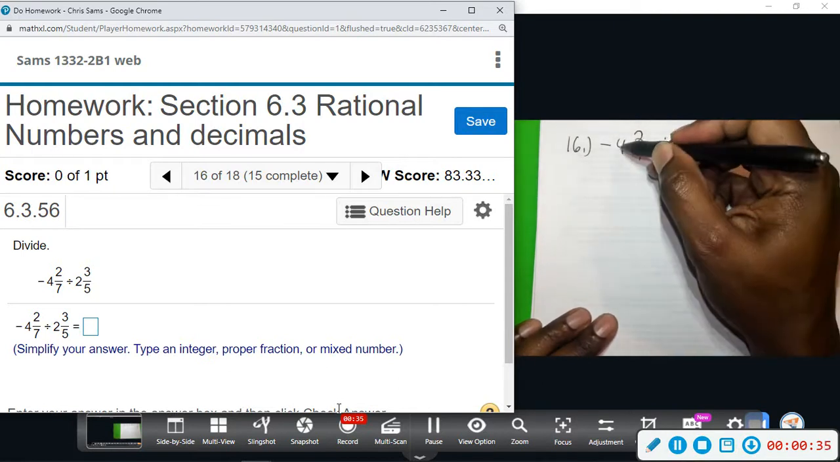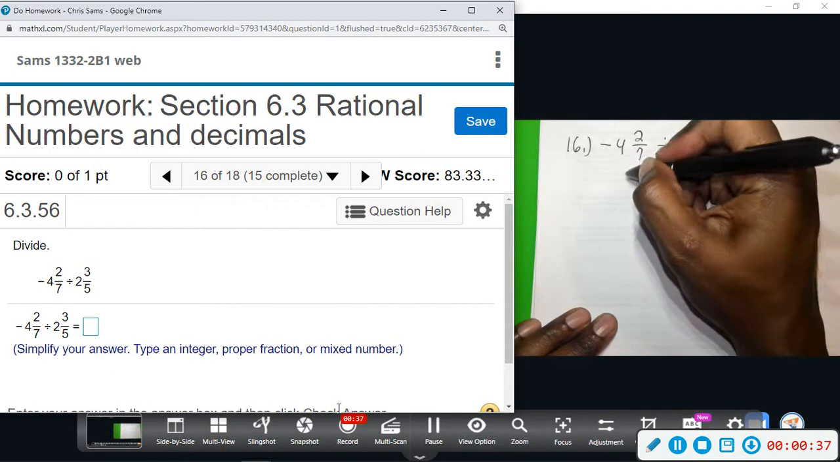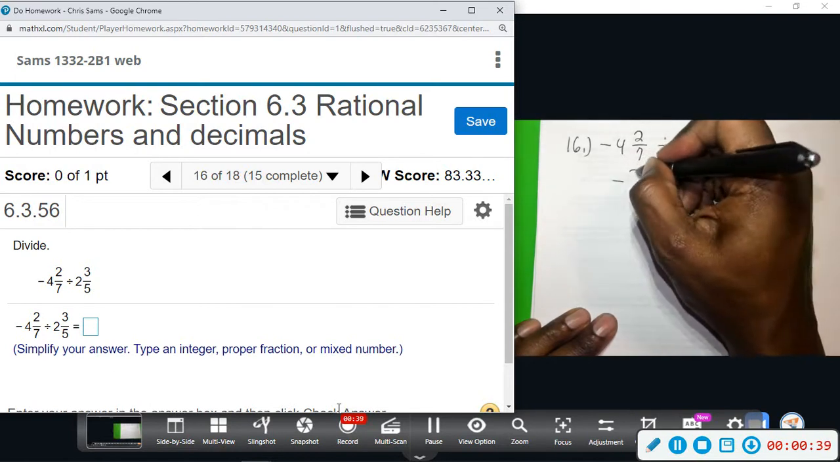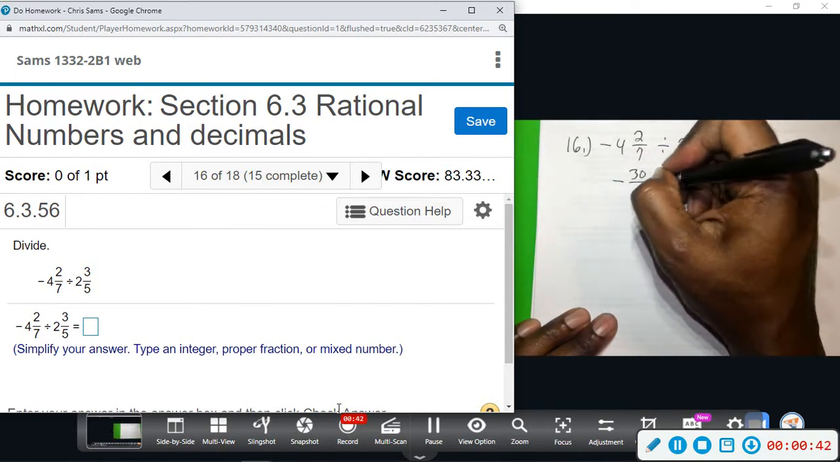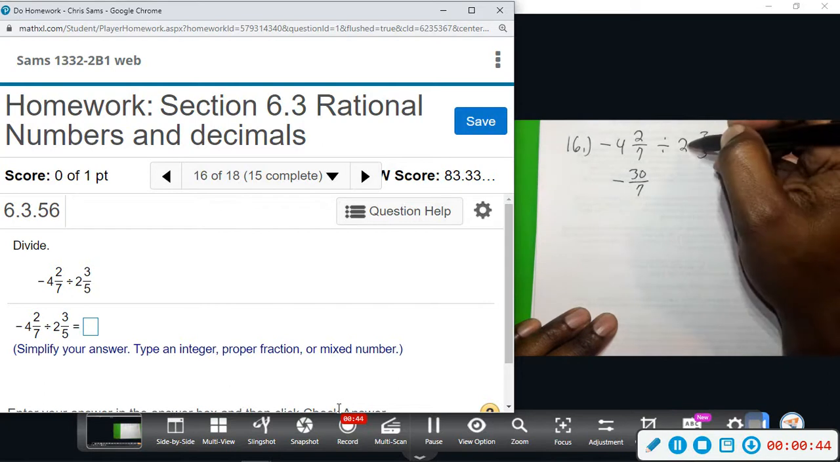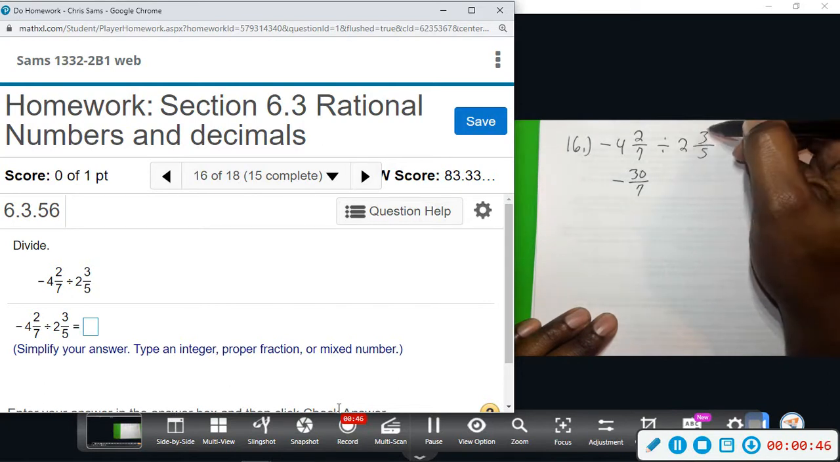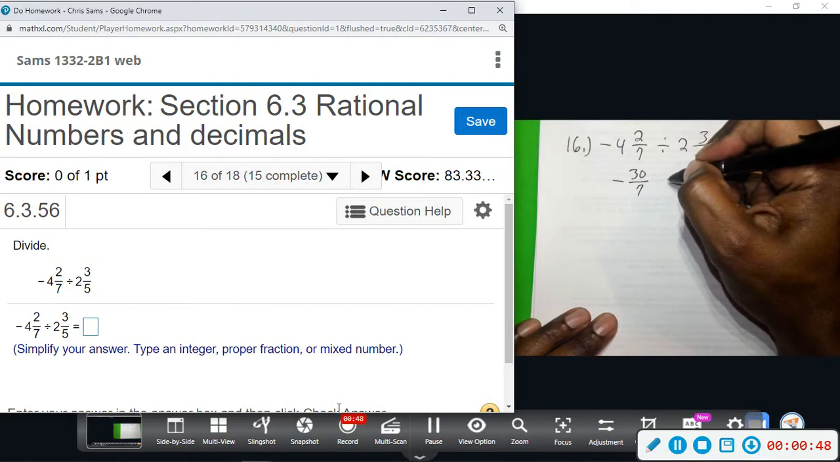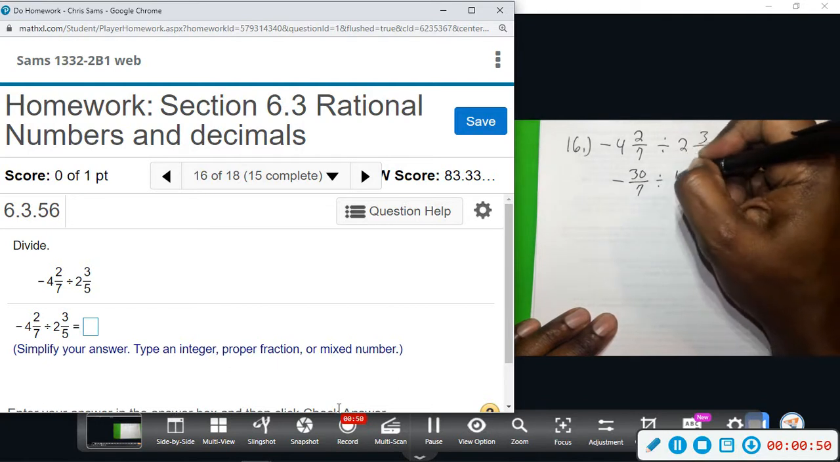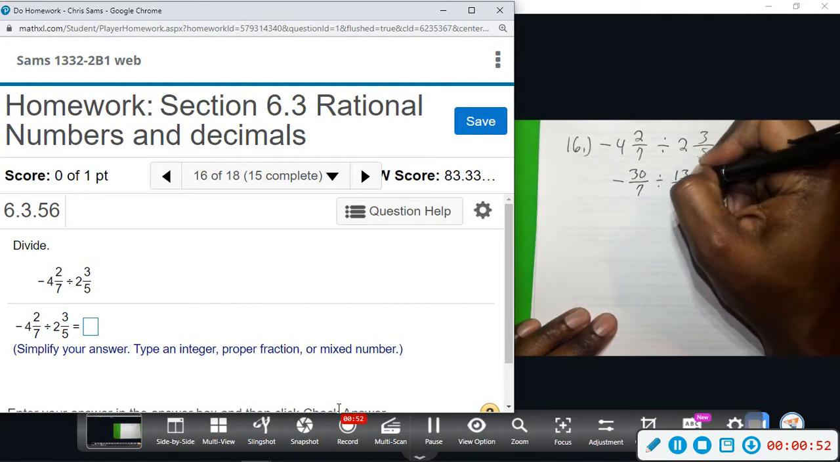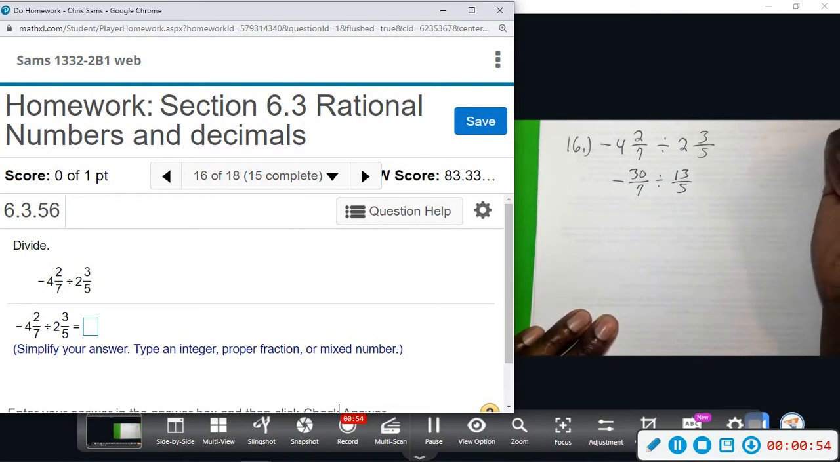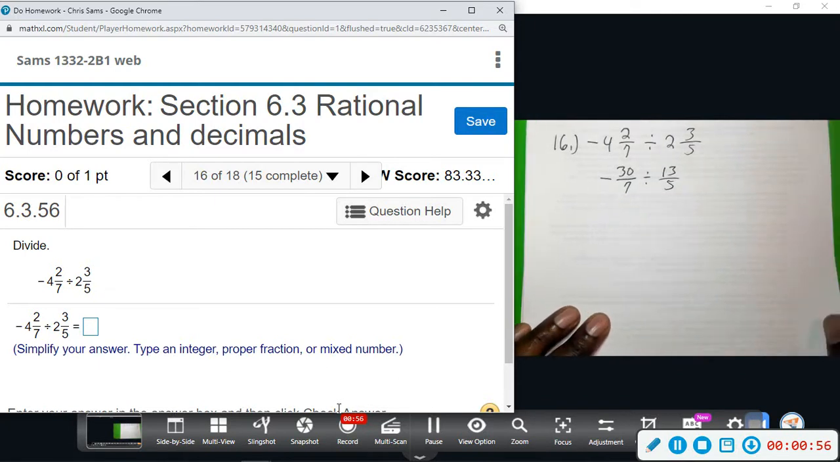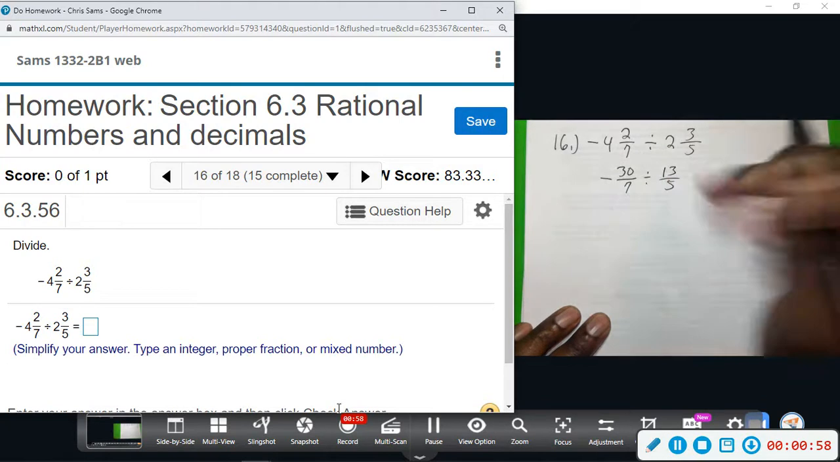So we multiply 7 times 4 is 28, plus 2 gives us 30. So this is -30/7, and then 5 times 2 is 10, plus 3 is 13. We get 13/5. Alright, so to solve division of fractions, we keep, change, flip.